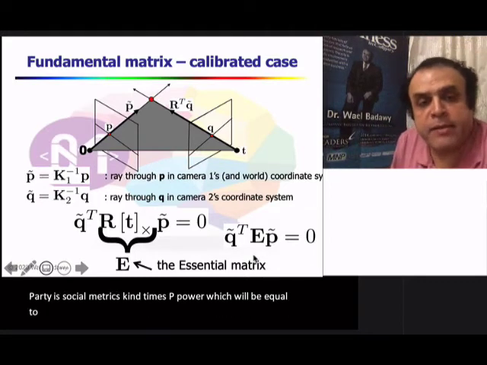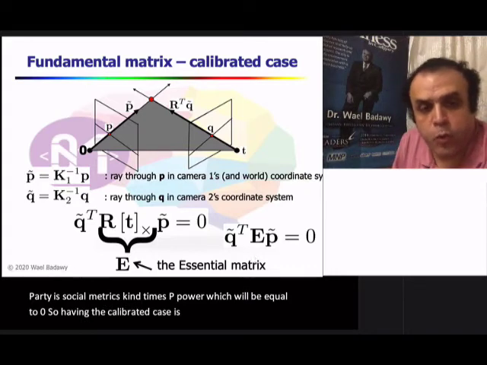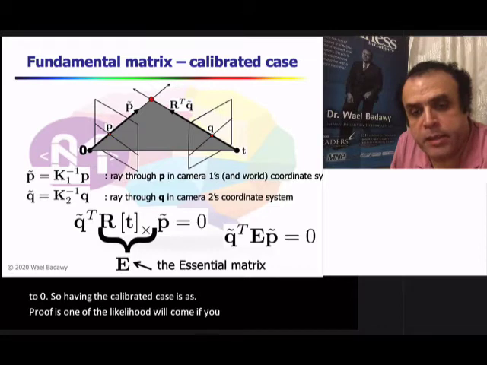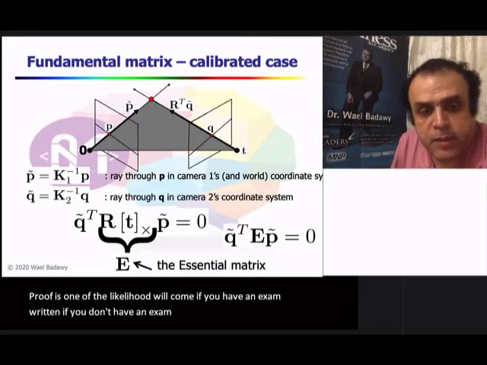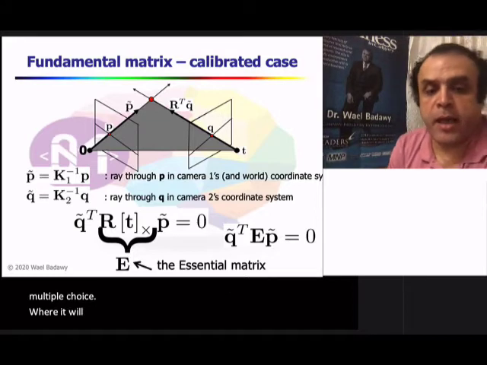So having the calibrated case as proof is one of the likely questions that will come if you have a written exam. If you don't have a written exam, it will be just a multiple choice where it will describe how we can derive the essential matrix.